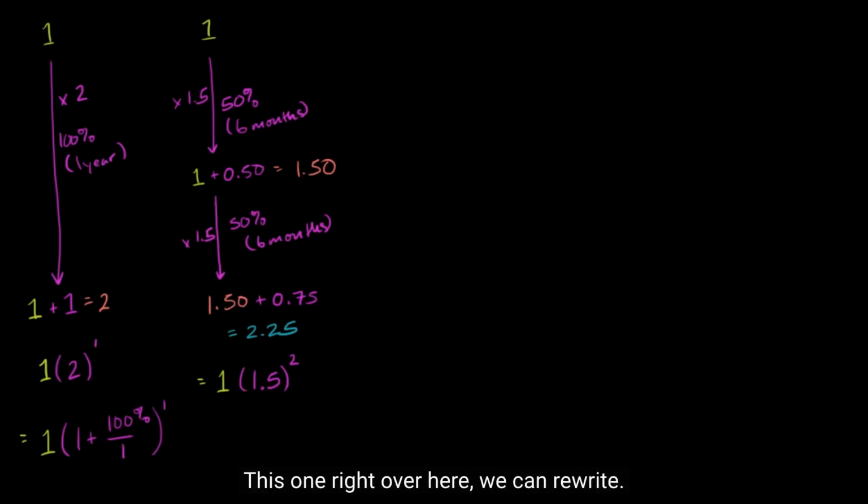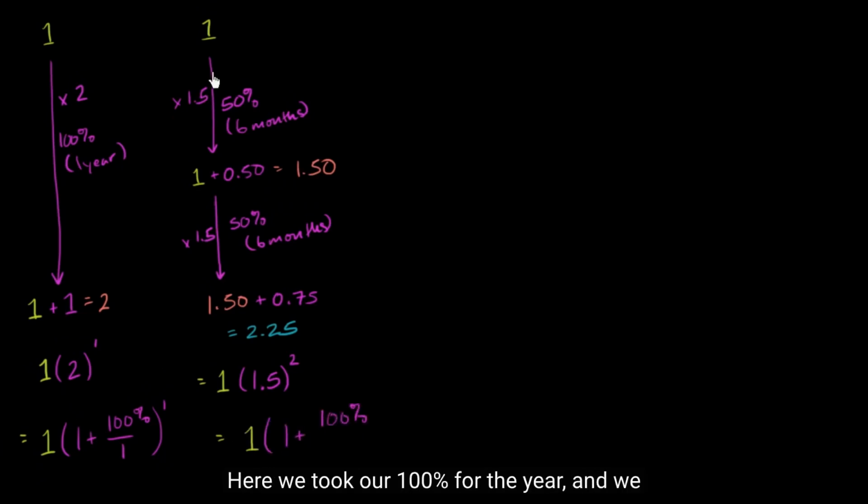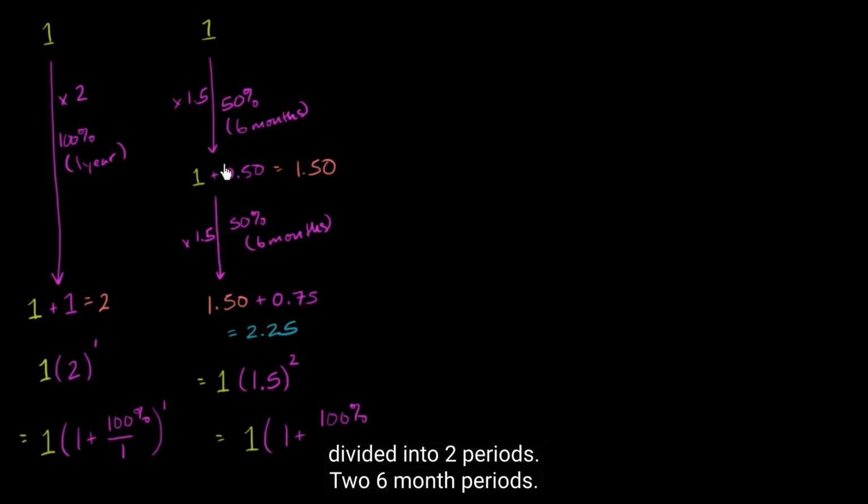This one right over here, we can write as 1 times 1 plus 100%. Here, we took our 100% for the year and we divided it into 2 periods, 2 6-month periods, each of them at 50%. 1 plus 100% over 2 is the same thing as 1.5, and then we compounded it over 2 periods. And actually, let me do those periods in a different color, in this orange color right over here. And you might start to see a pattern forming.